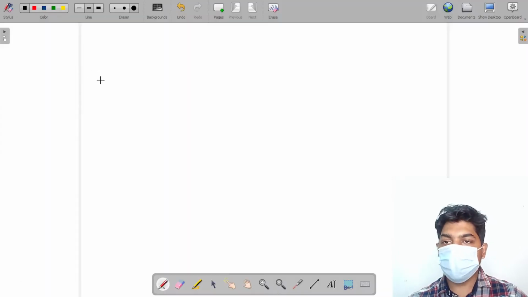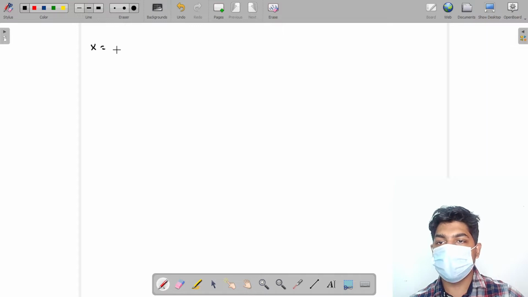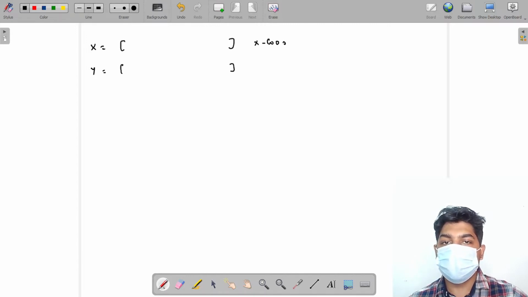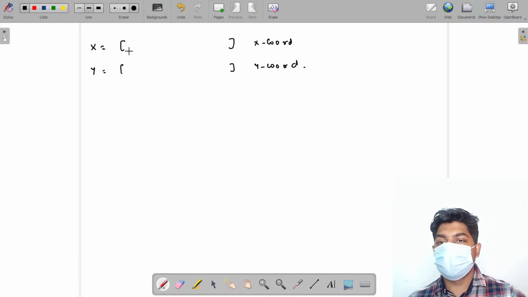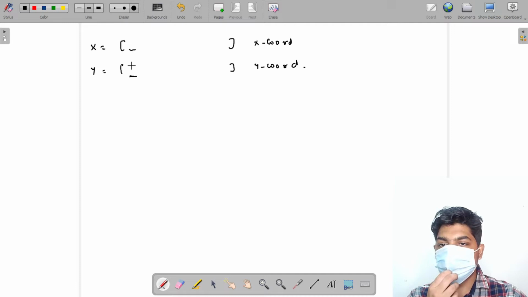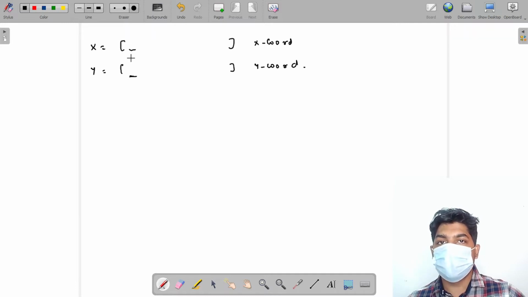In this problem we will be given two arrays. One array is the X array, which represents X coordinates, and one array is the Y array, which represents Y coordinates. These two coordinates simultaneously constitute a point.